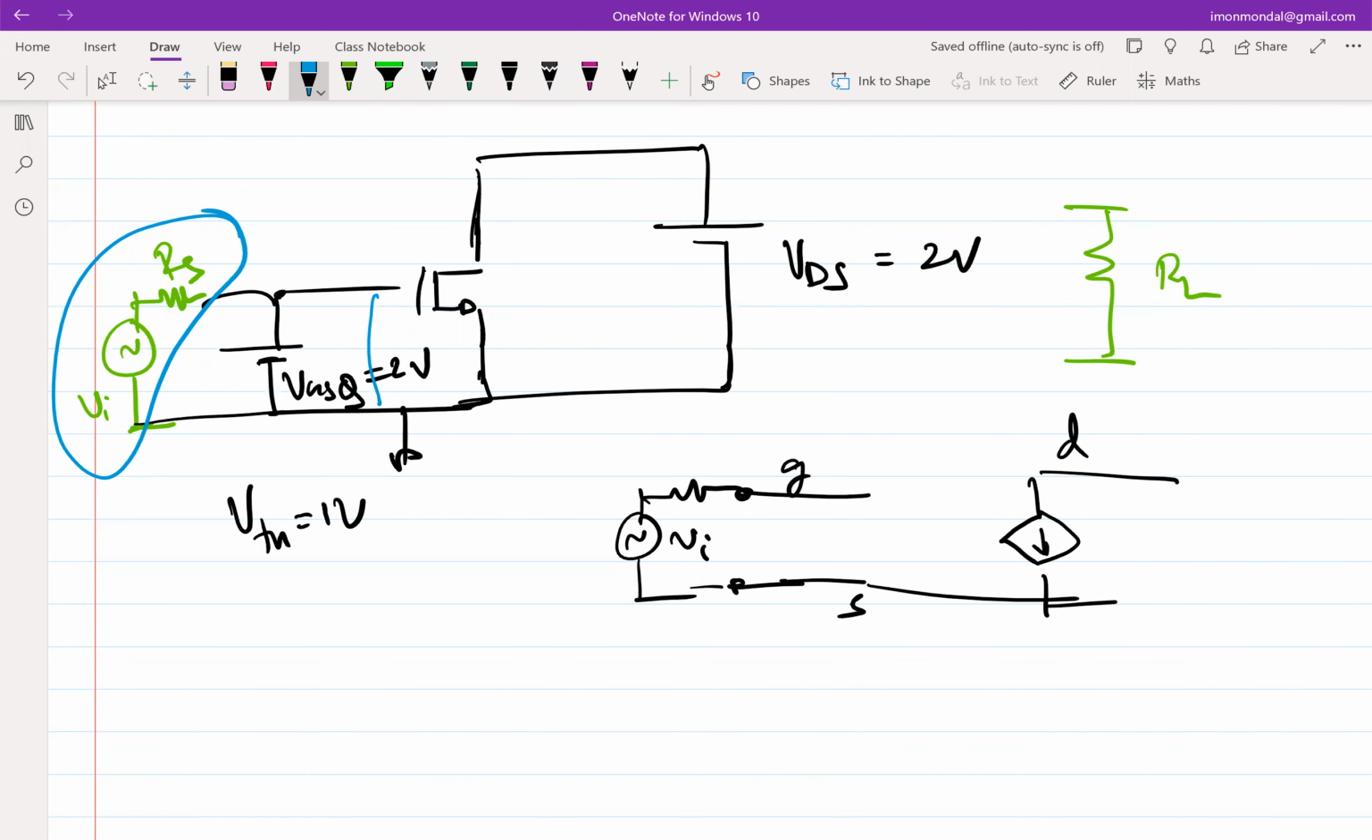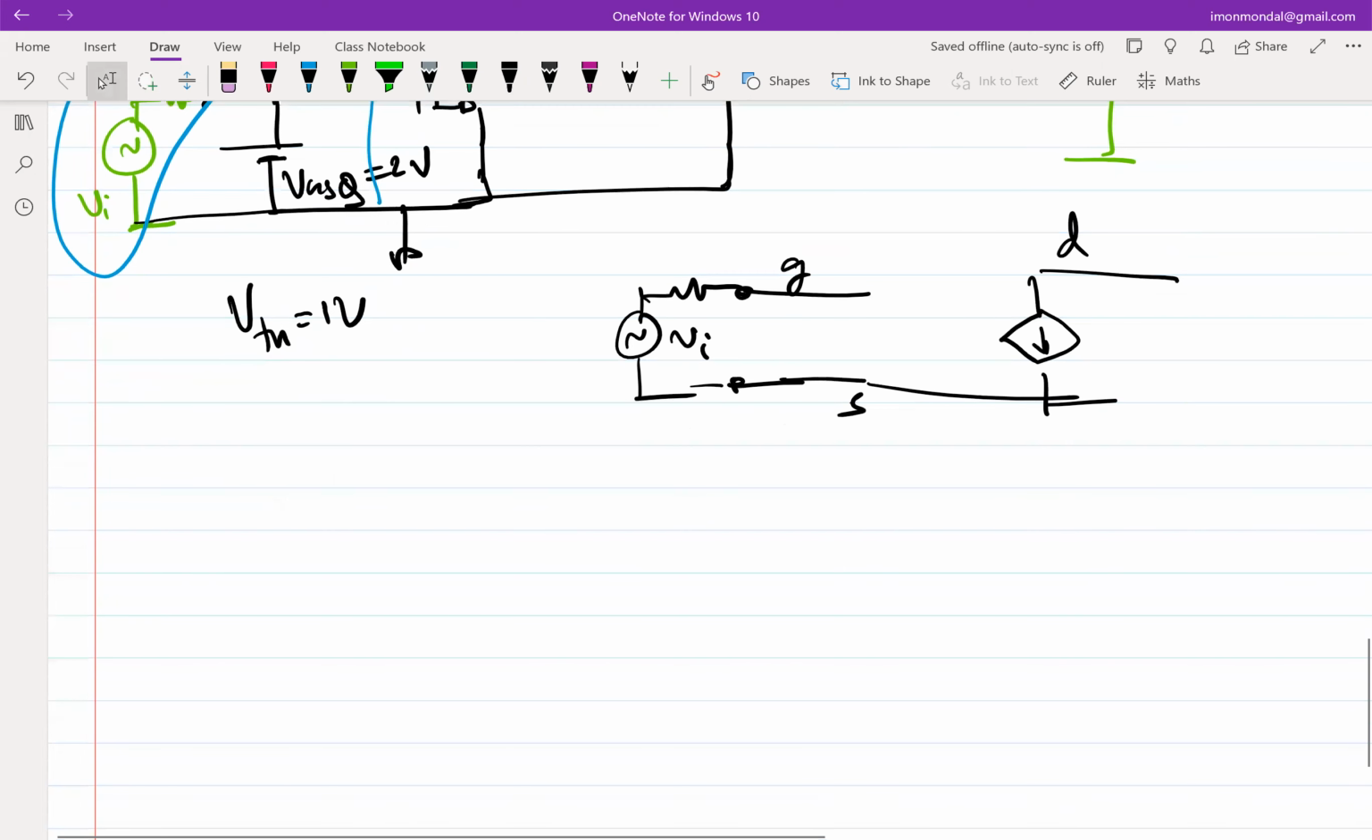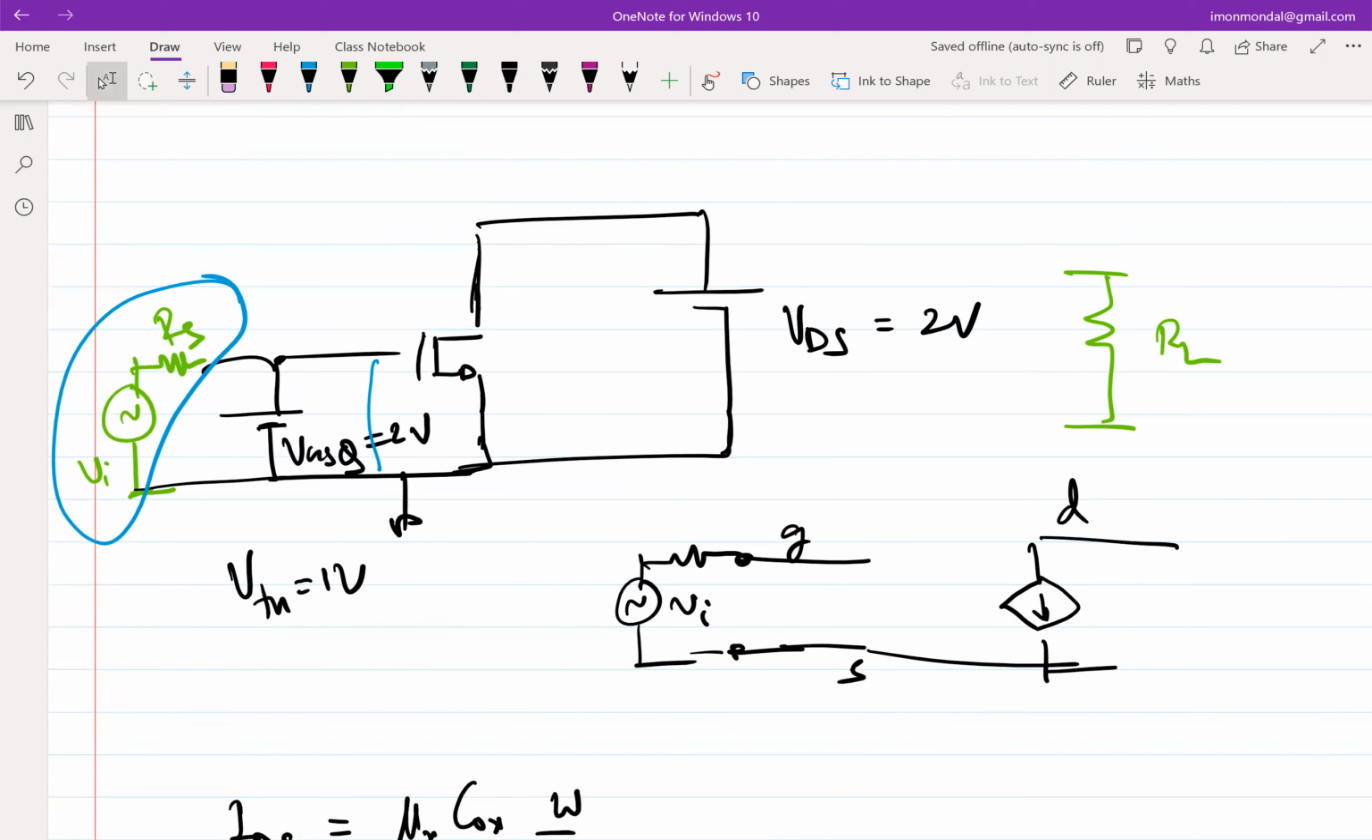So why am I saying that? Note that, let me go back to the Taylor series equivalent again. So your IDS is mu n Cox. Okay, so why don't you tell me why do you think this will work? Is this infinite current? No infinite current. Why should you have infinite current?